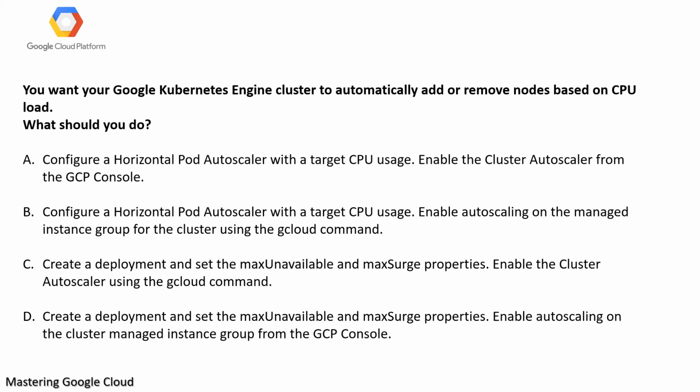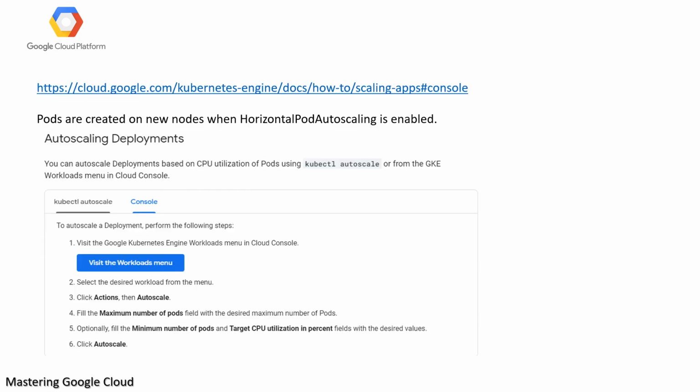In this problem, you want your Google Kubernetes Engine cluster to automatically add or remove nodes based on CPU load. So we have covered how we use horizontal pod autoscaler with the target CPU usage, and we have the GCP console where we can do that. So let's look into that. We have already covered that pods are created on new nodes when horizontal pod autoscaling is enabled.